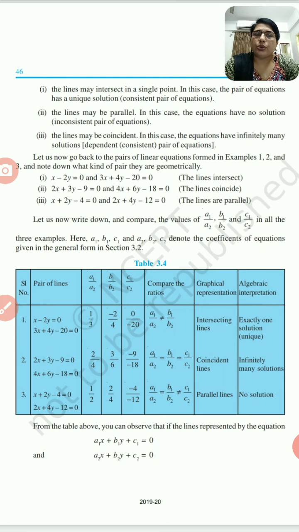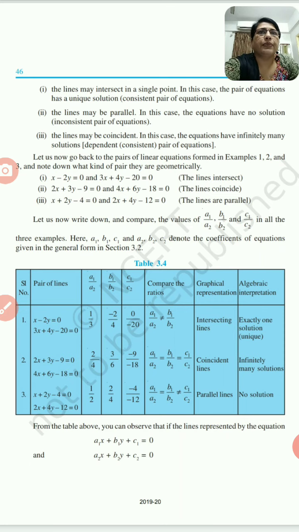Drawing a graph of a linear equation in two variables was taught in class 9, but now we draw the lines representing a pair of linear equations in two variables on the same graph. In that case, one of three possibilities can occur.